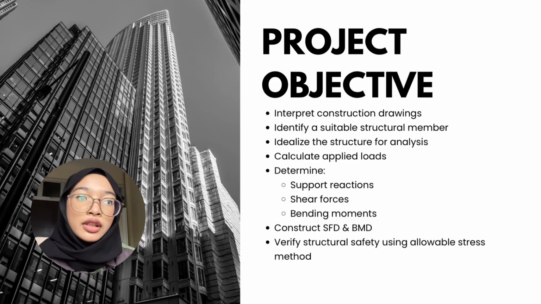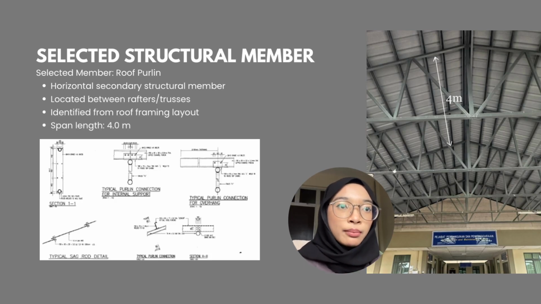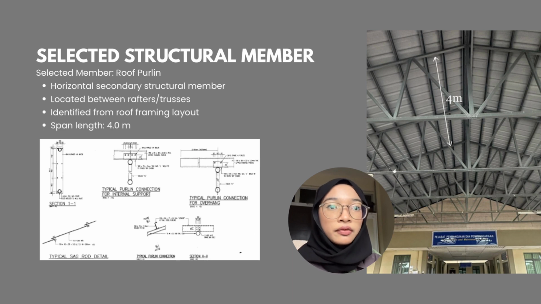The objectives of this project are, first, to interpret a real construction drawing; second, to idealize a structural member into a simplified model; third, to calculate loads, internal forces and stresses; and finally, to verify the safety of the selected member using allowable stress criteria. Next, the structural member selected for this analysis is the roof purlin.